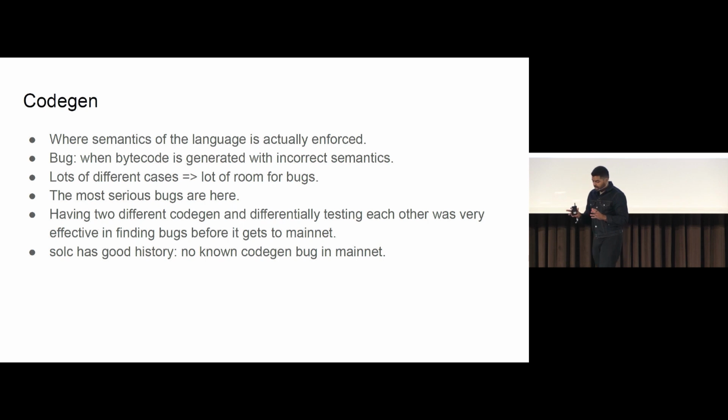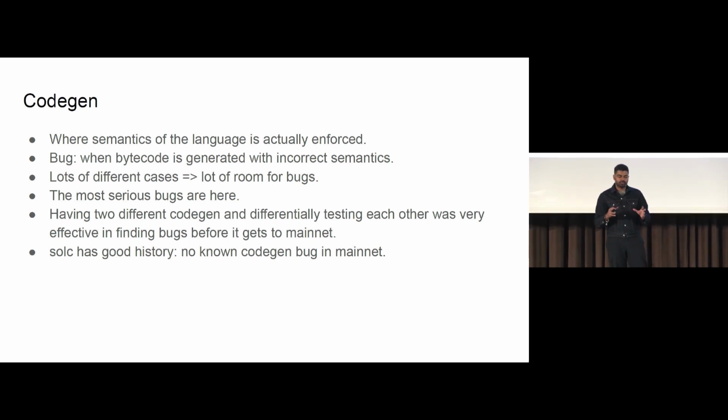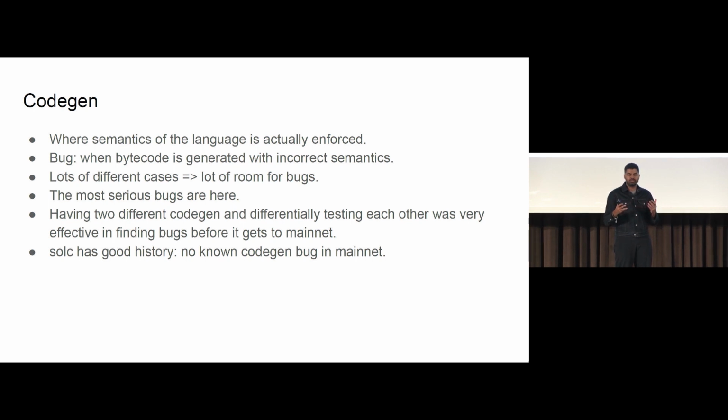And one way how Solc manages to have very few bugs, for example, we have no known CodeGen bug in the mainnet, which is a very hard achievement. And one way we get to have this is by implementing two different CodeGens. Solidity has a legacy CodeGen, and as you might know, there is this Yul CodeGen. It's a lot of work to implement and maintain two different CodeGens, but it allows you to improve the security by differentially fuzzing both of them.